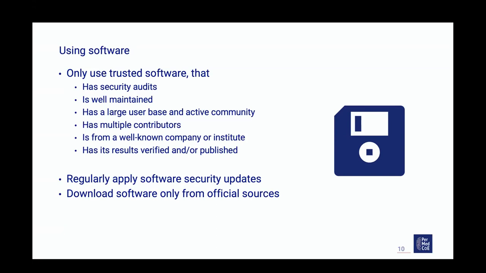If any security problems are identified, of course, you need to apply software updates regularly to make sure you also get the patched software. You should also always make sure to download software only from official sources. So not from any link that you just found on Google, but really go to the project website or the institute website and look there for the official download link, to make sure you get something that has not been tampered with. At this point, it's also a good idea to again check checksums, not only for data, but also for software packages.